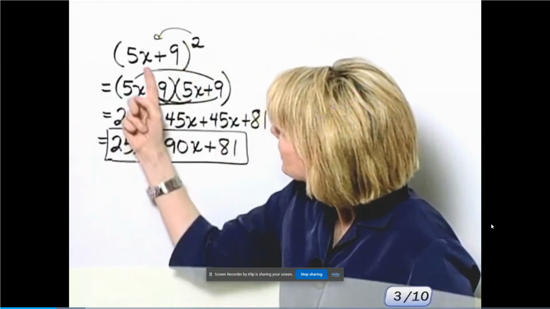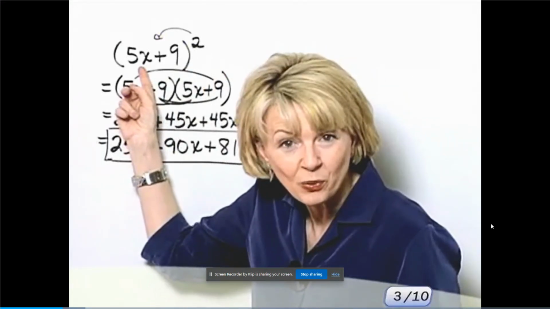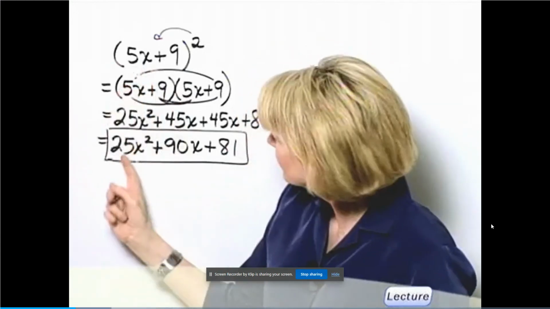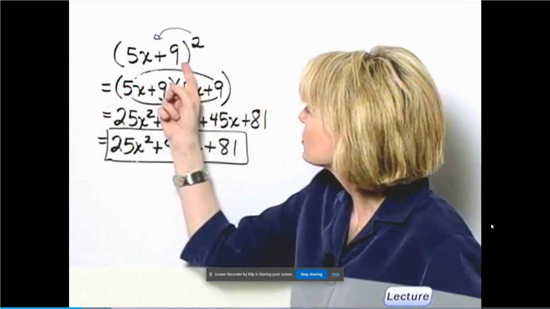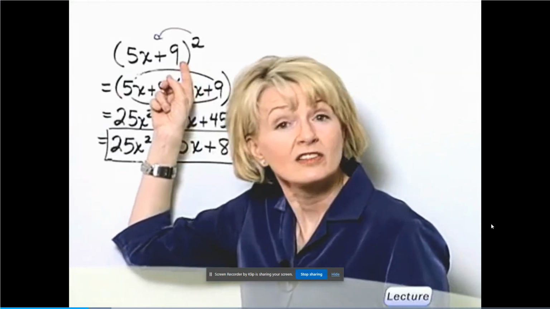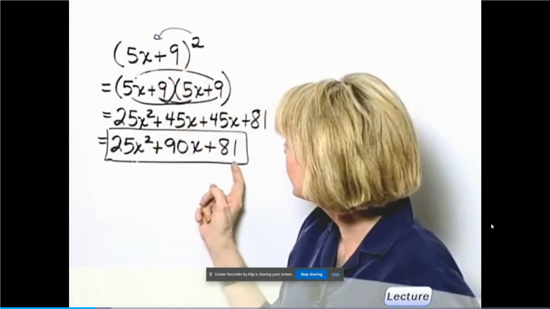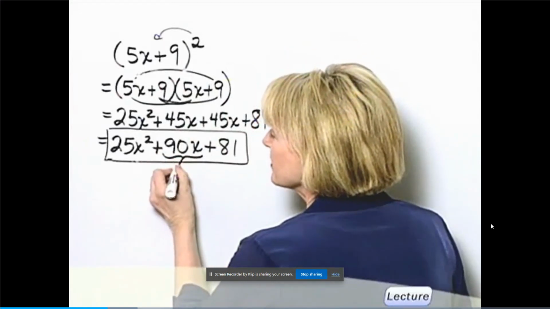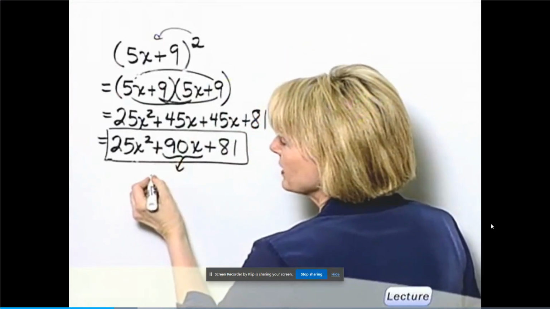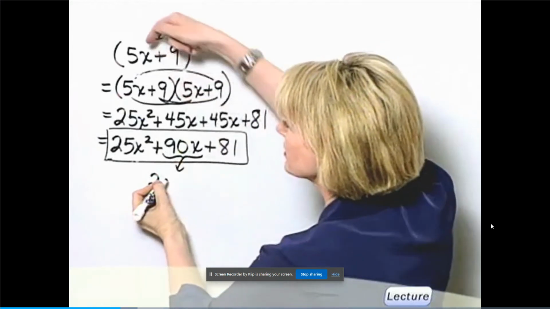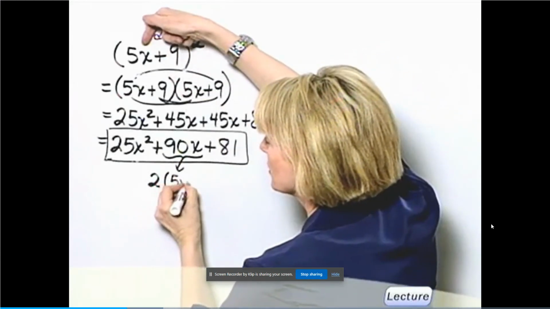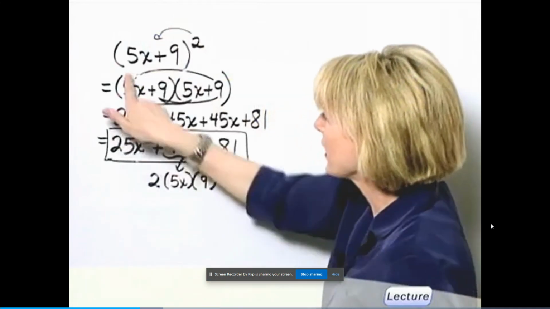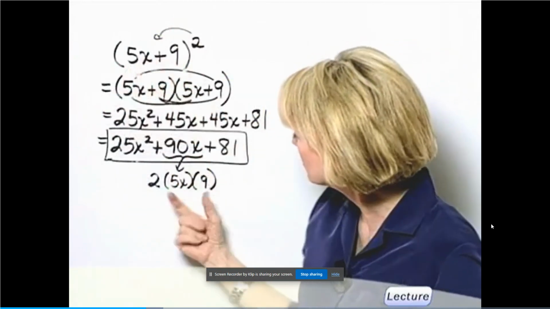This first term is the first term of the binomial squared. In other words, this term is 5x times 5x, 25x squared. The last term is the last term in the binomial squared. 9 times 9 is 81. And you may have a hard time seeing this, but this middle term is 2 times the first term in the binomial times the last term in the binomial.